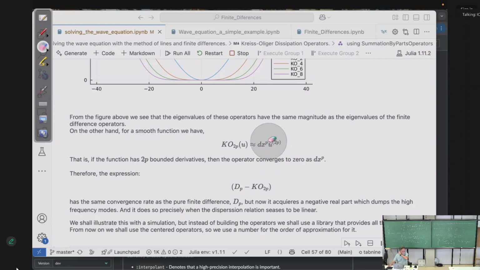So if you want to treat shocks with this, it's not good, right? Because this is going to blow up like crazy. So this is good when you don't have shocks, when you have a smooth solution. But there it works very well.